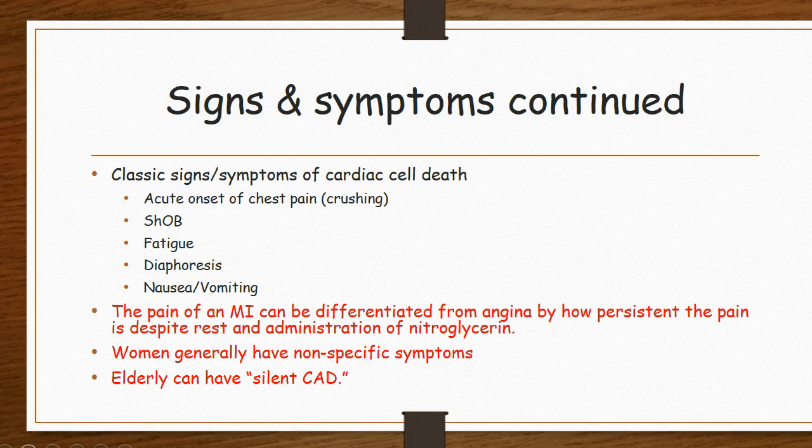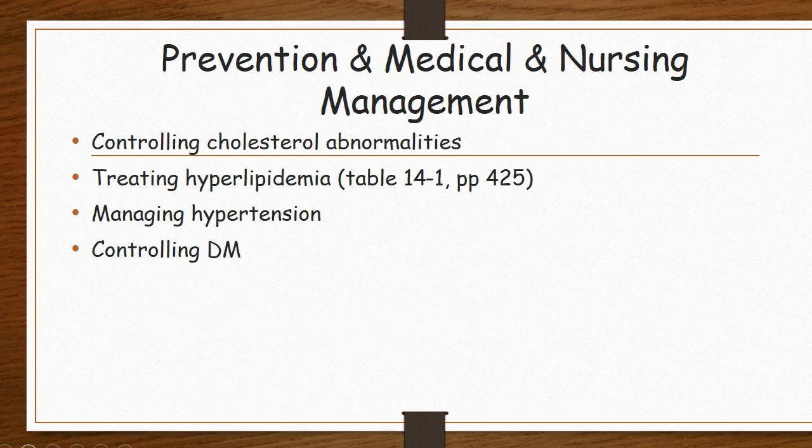People that have an MI need narcotics. They need IV morphine to help with the pain. So that is your big difference between the 2. Women have non-specific symptoms, and elderly can have a silent CAD. So prevention, medical management, and nursing management.